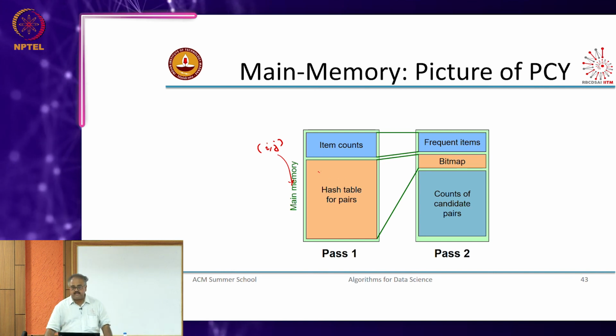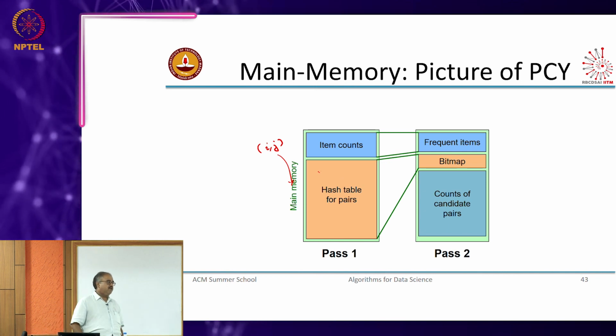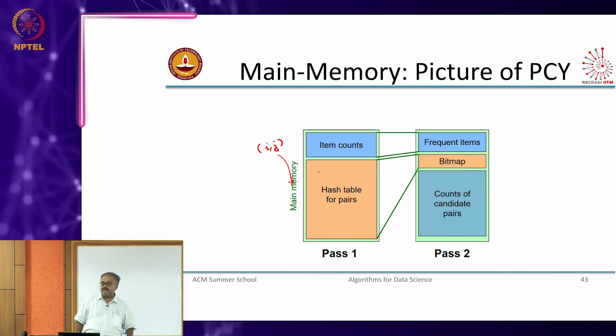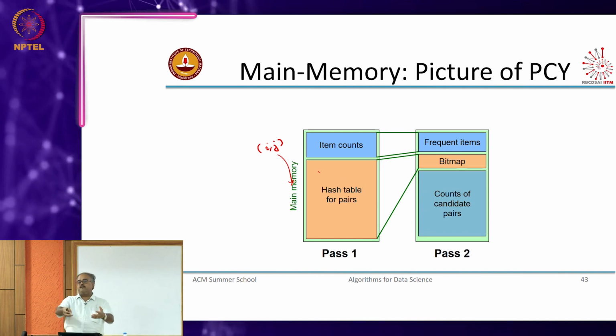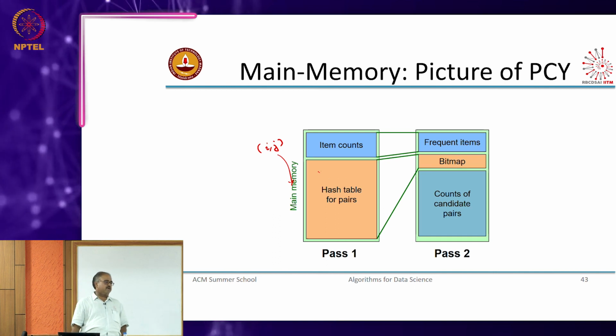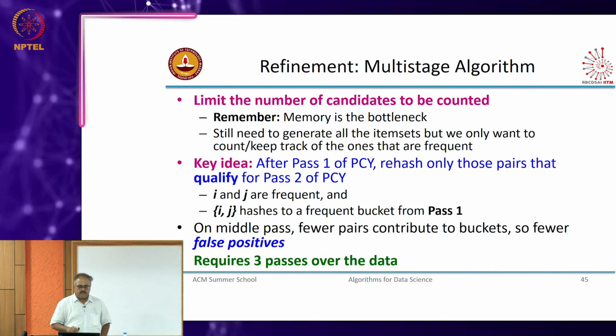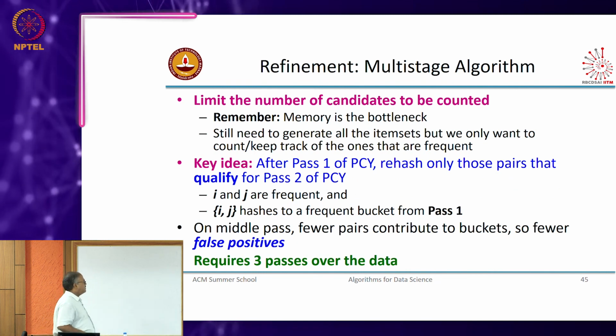So, that is one of the reasons you get a lot of false frequent buckets, false positive buckets, at the end of phase 1 in the PCY algorithm, because a lot of candidates that are for sure not frequent also contribute to the counts of the buckets. Okay. So, we can now make a 2 pass algorithm, right.